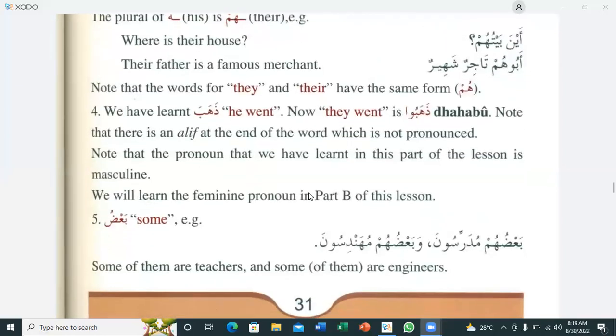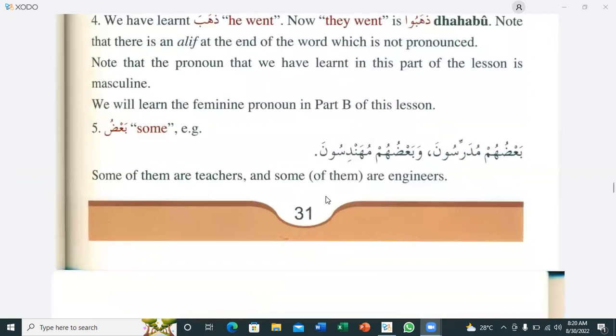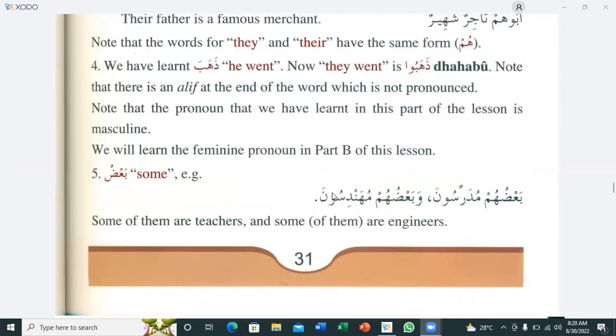Point number four of this chapter: we have learned Zahaba means he went. Now, they went is Zahabu. Zahaba means he went and Zahabu means they went. Note that there is an alif at the end of the word which is not pronounced. Note that the pronoun that we have learned in this part of the lesson is masculine. We will learn the feminine pronoun in part B of this lesson.